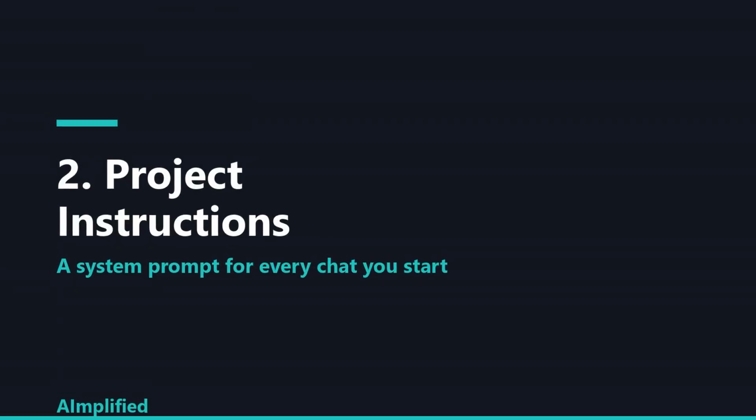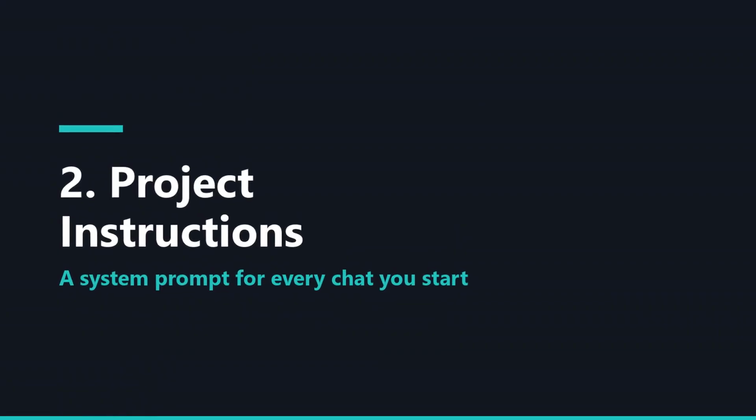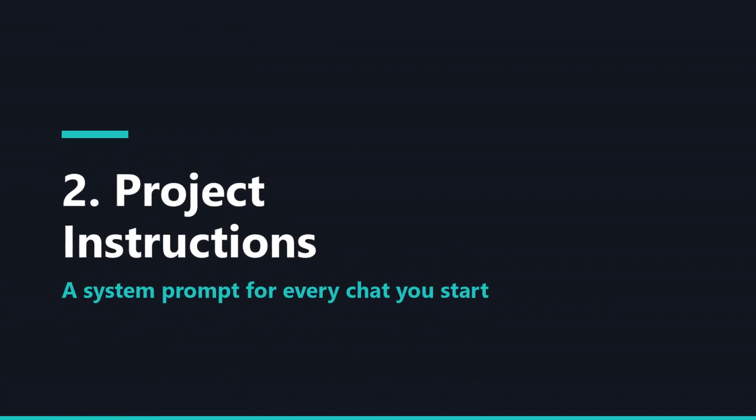Now the setting that changes everything, and it's one click away: project instructions. Think of it as a system prompt that applies to every chat in that project. You write it once, and ChatGPT follows it every time.